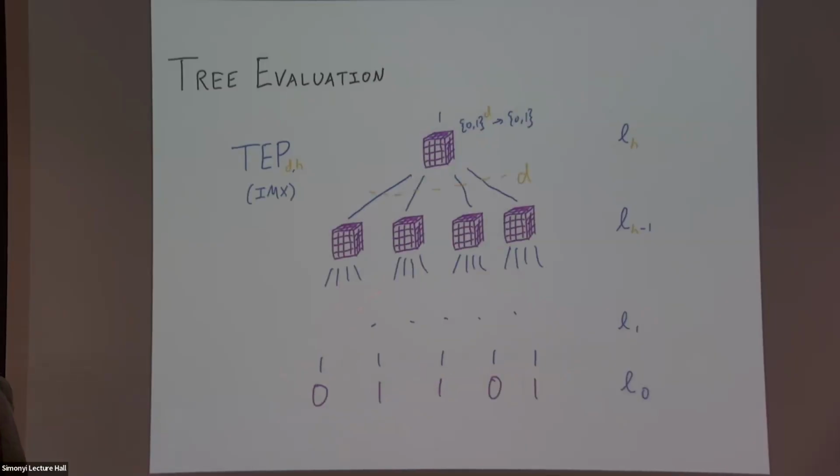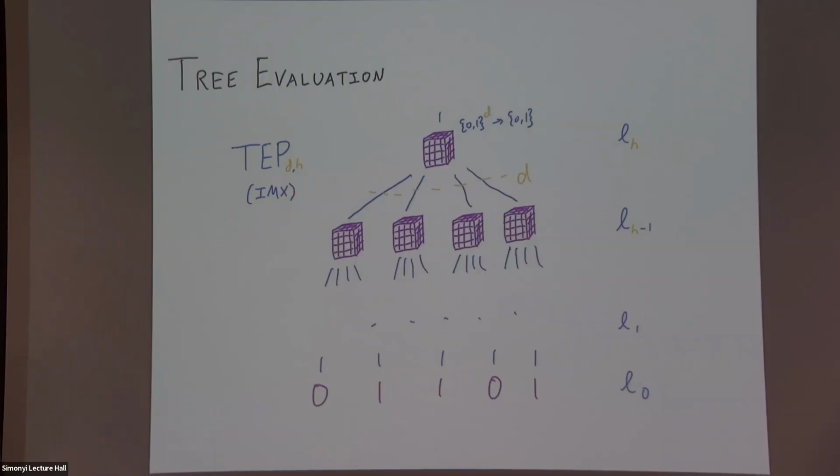But I mentioned the fan-in because there's the alternate version, which is a little bit older than tree evaluation, where instead of fixing the fan-in, you just fix the alphabet to be 0, 1. So you take in some number of bits, D bits, and spit out 1 bit, and do this the whole way up. This is sometimes called iterated multiplexer.